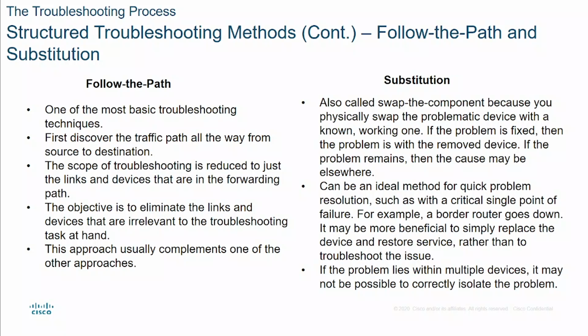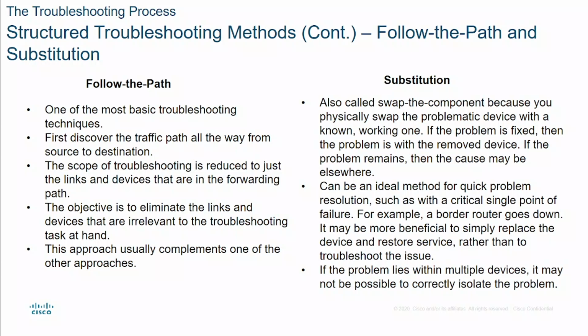First, you cover the traffic pathway all the way from the source towards the destination. The scope of troubleshooting is reduced to just the links and devices that are in the forwarding path. The objective is to eliminate the links and devices that are irrelevant to the troubleshooting task at hand. This approach usually complements one of the other approaches. Another way is substitution.